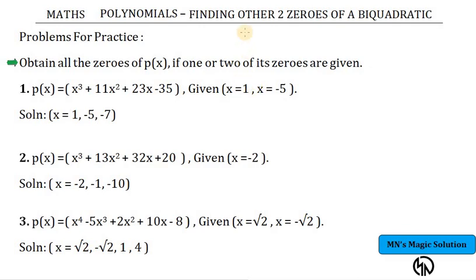Hi students. In the previous video on polynomials, we saw the type of problem where a biquadratic is given along with two zeros, and you find the other two zeros. The problems for practice are here. What you are expected to do is first copy these problems, try doing them, and then get back to the video after the pause.